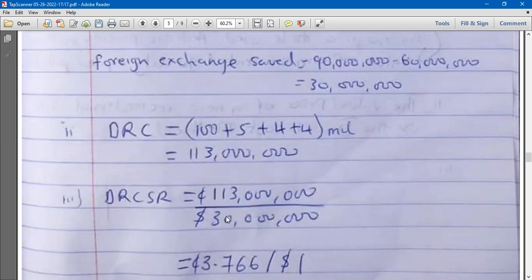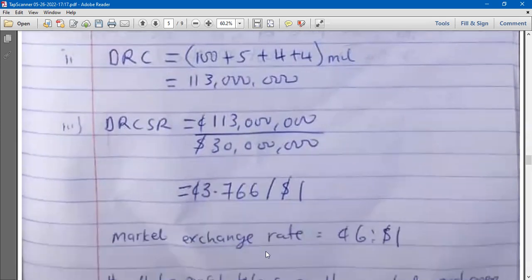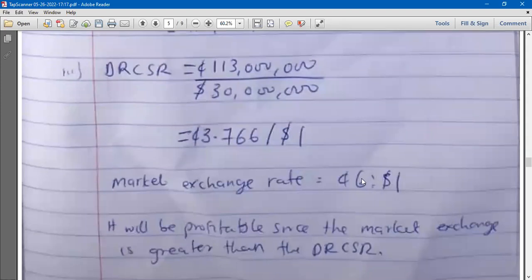If you do this, you get an answer in the form of the exchange rate. So if you divide 130 million by 30 million, we are getting 3.766 per dollar. This is the domestic cost ratio that they are looking for. So first, you need the foreign exchange savings. Then you find the total cost of doing the thing domestically. Then you divide this by the foreign exchange savings. When you do that, the answer will always be like the market exchange rate, so something cedis per dollar.